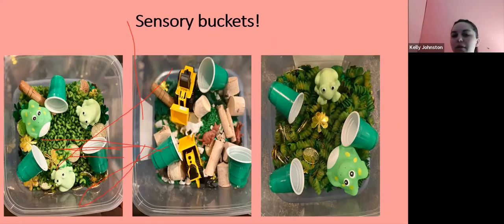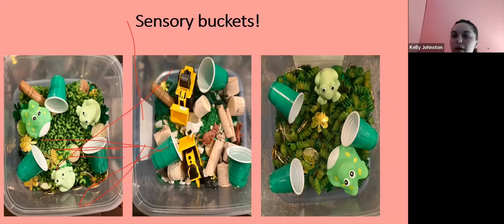This was for St. Patrick's Day, so we have some golden coins, some shamrocks, but you can really do this with anything. We have animals in there. We love sensory, so we also love the slimy sand. We love just sand in general, slime, Play-Doh. You can make so many things with sensory buckets.